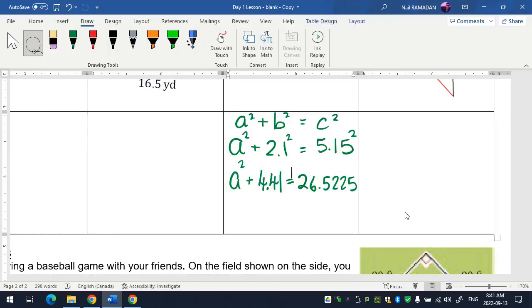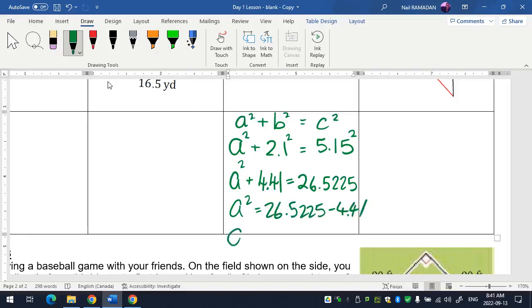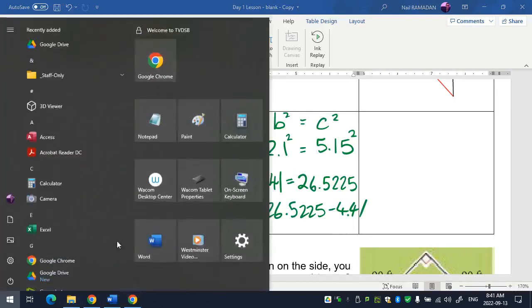Nice. Okay, what happens now? I need to clean things up. Haley? I need to move the pure number to be next to the pure number. What's the price I have to pay? If it's a minus, it has to be a plus. Here it's a plus, so I have to switch it to a minus. Great. So a squared equals 26.5225. Subtract 4.41. Okay, which means a squared equals, what do we have?